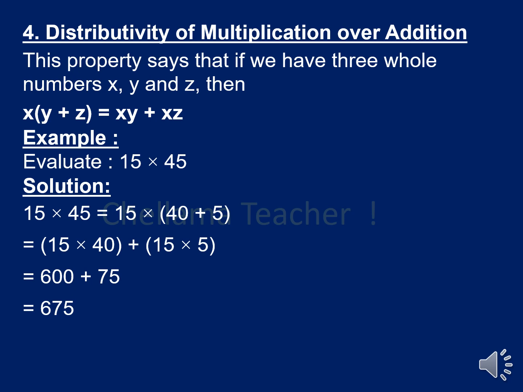Let us see one example. Evaluate 15 into 45. Let's solve like this. 15 into 45 can be written as 15 into (40 plus 5). So here we have to multiply this 15 with 40 one time and 5 the next time. So 15 into 40 plus 15 into 5. Here 15 into 40 is 600, and 15 into 5 is 75. The final answer is 675.